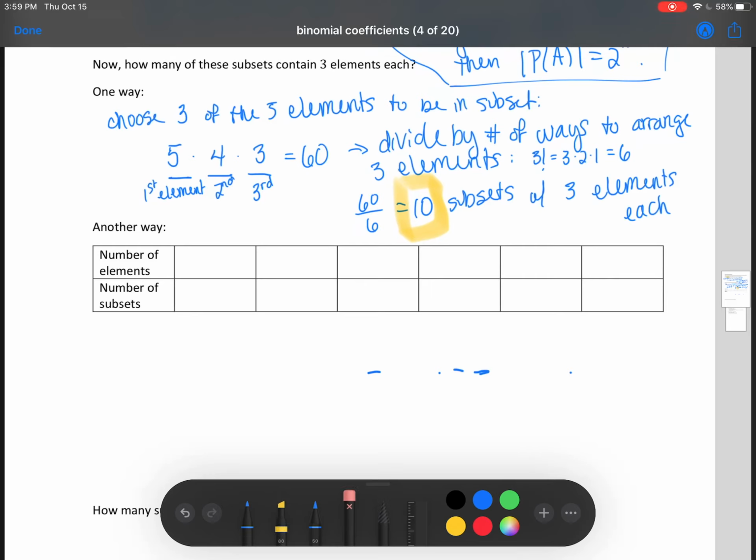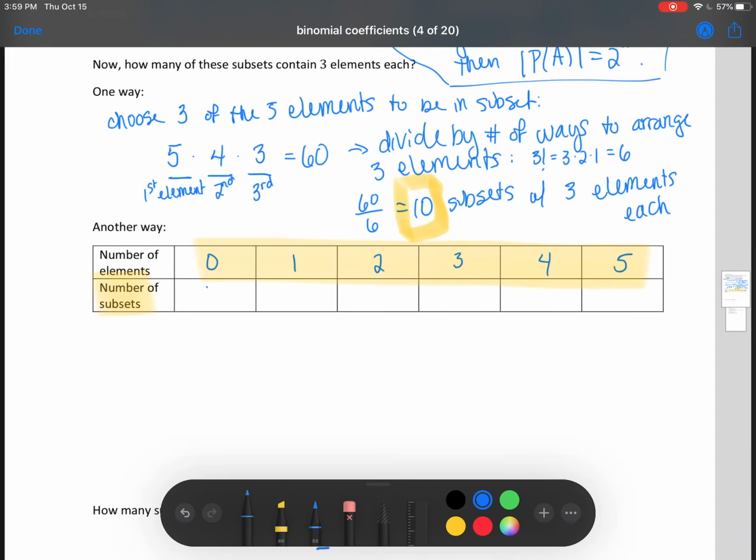All right, but maybe we didn't so much like that way of counting those subsets. So another way would be to think about, well, we just said above that there's 32 subsets total, and those subsets can have any number of elements, between 0 and 5. So I'm going to fill all these out. Then we can start in the next row of our table thinking about how many subsets have each cardinality that we just listed.